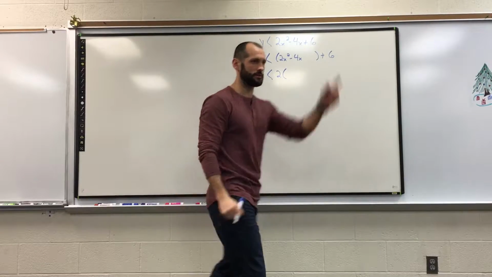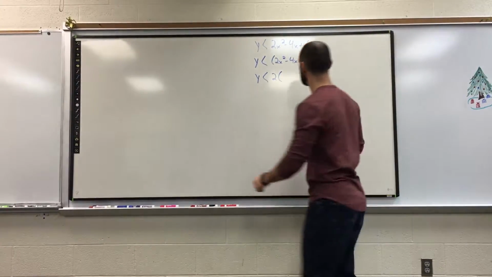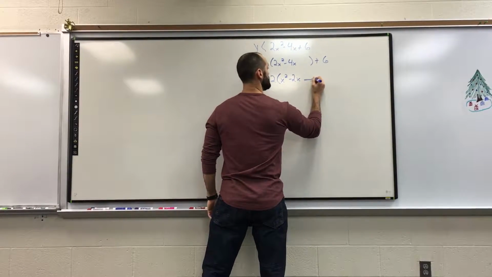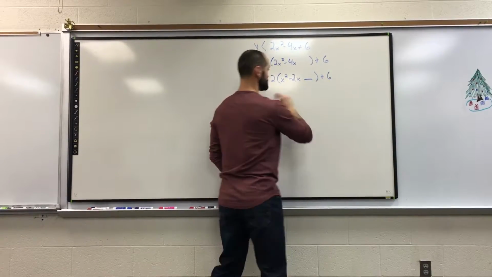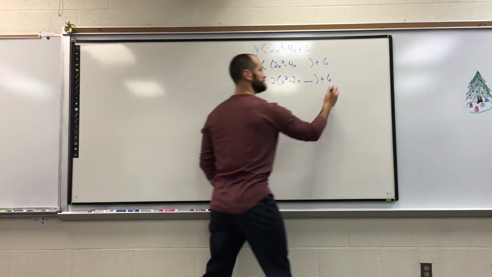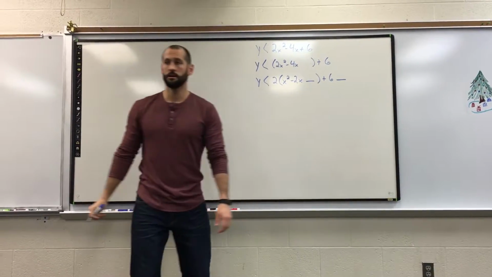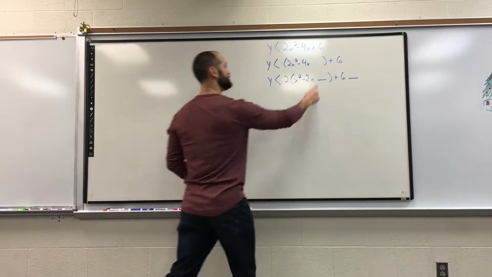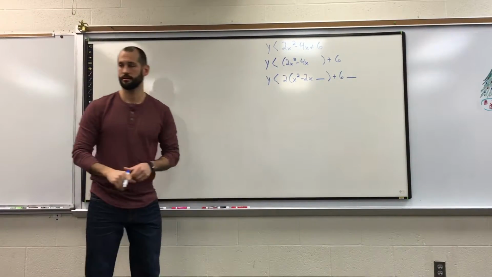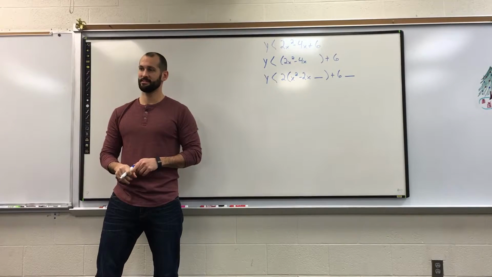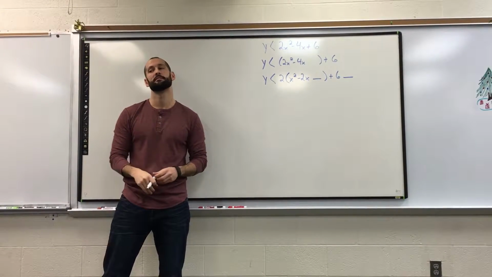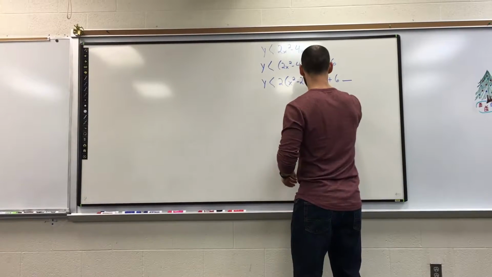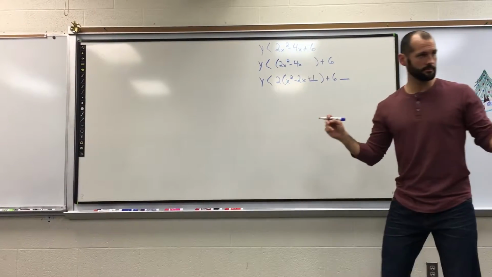All right, if I pull the 2 out, what's going to be left inside? X squared minus 2x. Nailed it. Plus 6. Notice we did not pull the 2 out of the 6. All right, from here, let's fill in the blank. What would fill in my blank here to complete the square? It's half of b squared. So 1. Everybody good on 1?